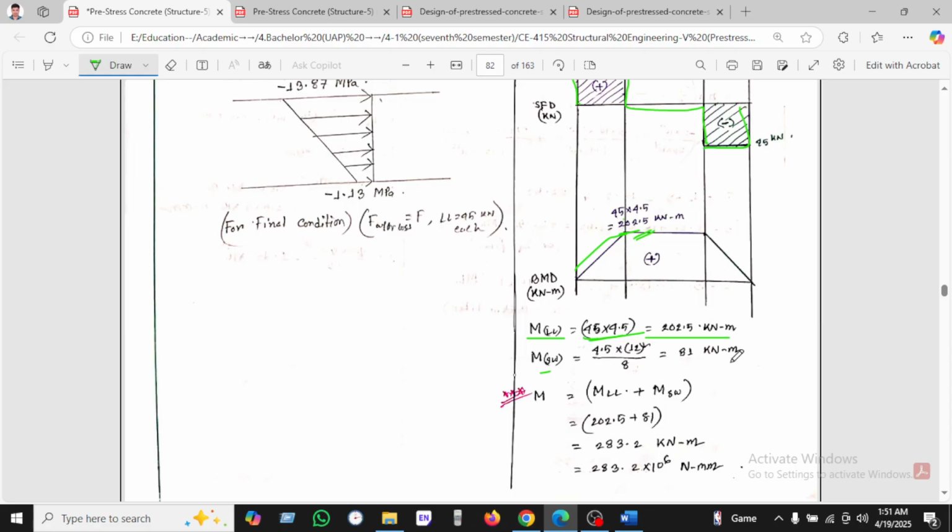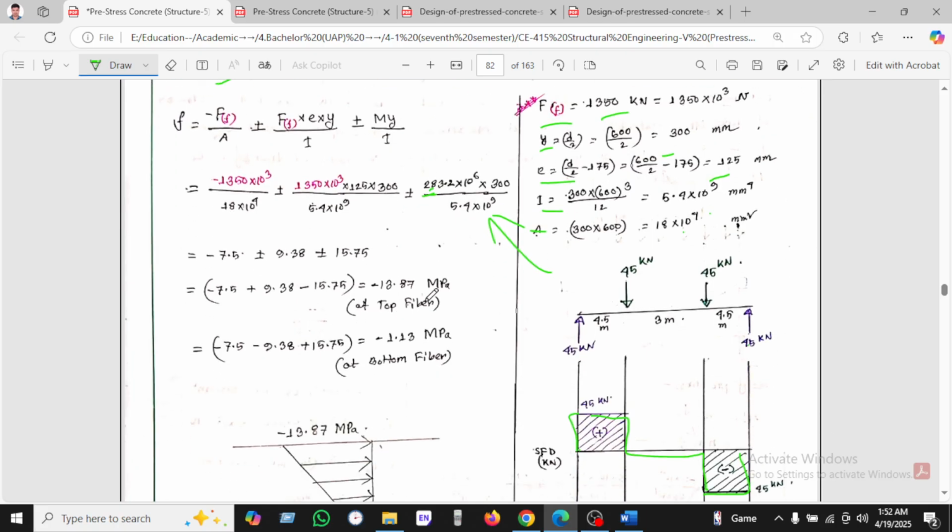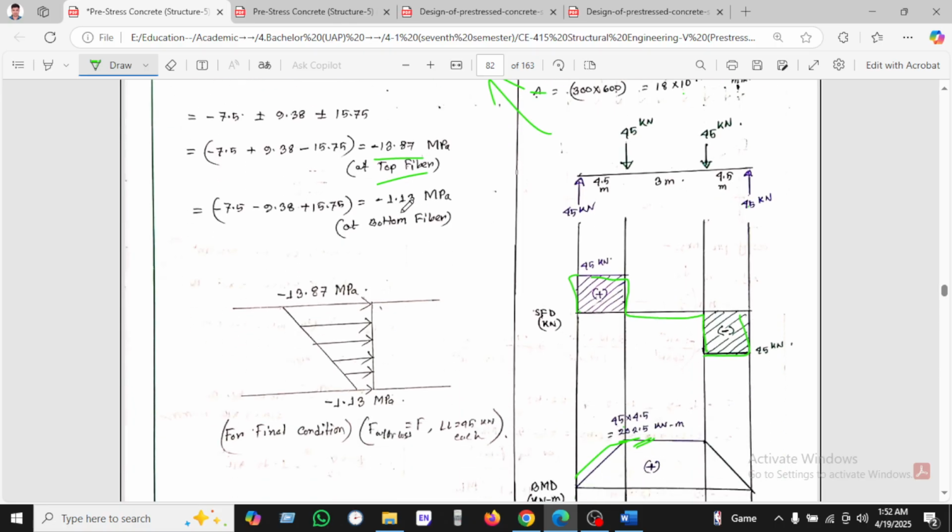And the self weight moment we have used is 81 previously. So the total moment is live load plus self weight, and we have used a total moment of 283 for the final condition. So we use 283. All the data is here, and the top fiber is found to be minus 30 minus 87, and the bottom also is minus 1.1, which is very close.